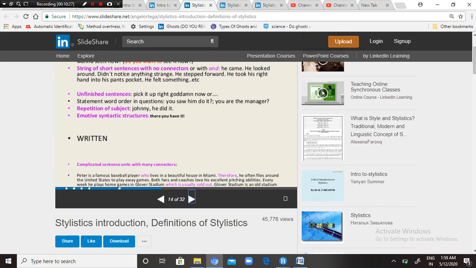Complicated sentence units with many clauses. Peter is a famous baseball player who lives in a beautiful house in Miami. Therefore, he often flies around the United States to play away games. Both fans and critics love his excellent pitching abilities. Every week, he plays home games in a large stadium, which is hugely sold out.